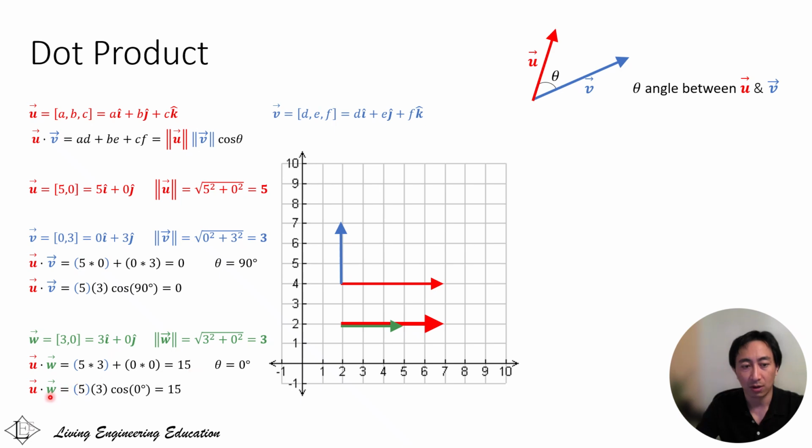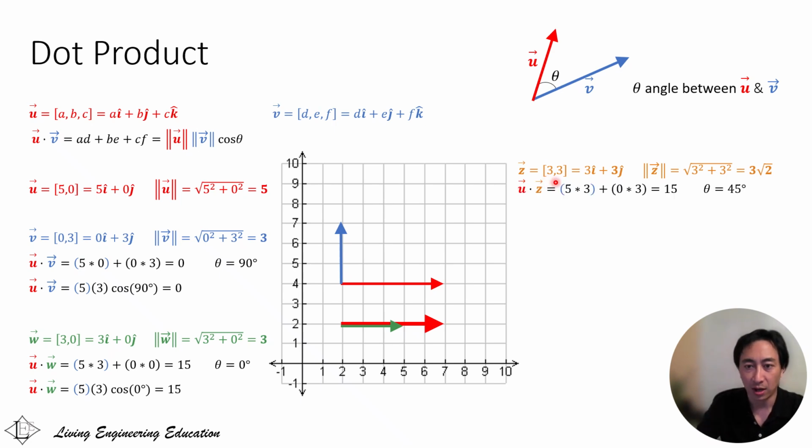All right, again, if you swap the w and u vector, if you made this w dot u, you would still get the same solution. The dot product does not rely on order. All right, for the last vector, let's take a look at the z vector. We define an x component and a y component of 3, 3. So it's going to be angled.